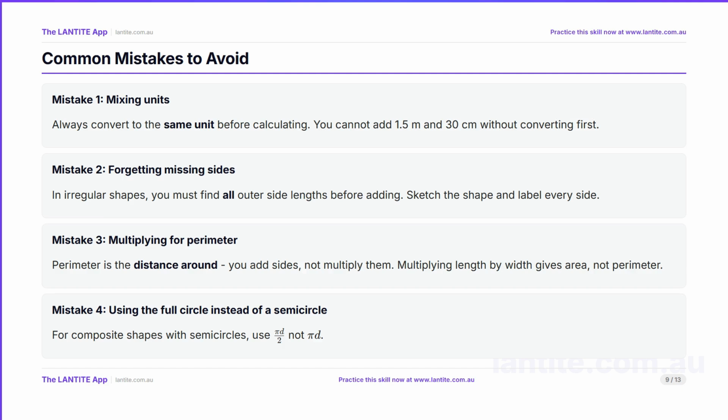Let's look at some common mistakes students make. First, mixing units: you must convert everything to the same unit before calculating. Second, forgetting missing sides in irregular shapes. Always label every outer side. Third, multiplying length by width for perimeter. That gives area, not perimeter. Perimeter is found by adding all the sides. Fourth, using the full circumference formula instead of half when dealing with semicircles in composite shapes.